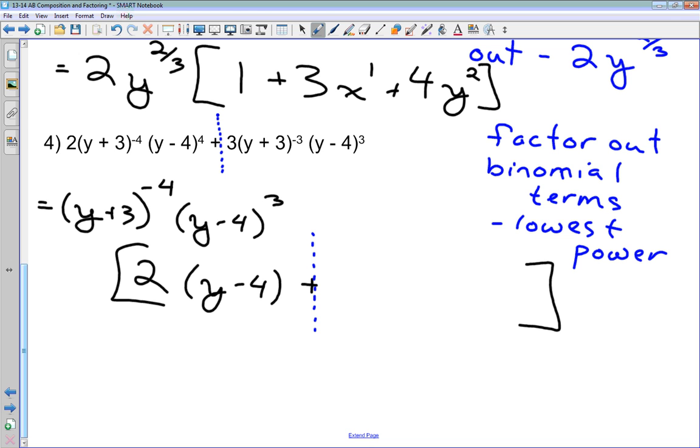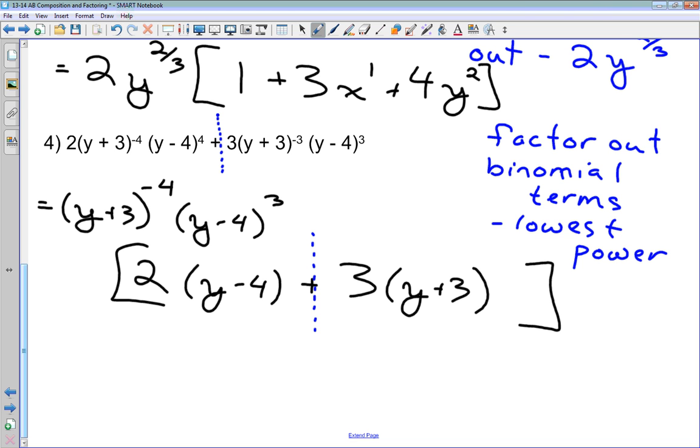Our second term, or everything after that blue dotted line, let's see, I've got a 3 there. I haven't factored that out, so there's still going to be a 3 there. I've factored out y plus 3 to the negative 4, so I've got y plus 3 to the negative 3 right here. If I subtract those exponents, I get y plus 3. Y minus 4 to the 3, I've already factored that out in front, so I have nothing left inside the brackets. So this is that expression in factored form.